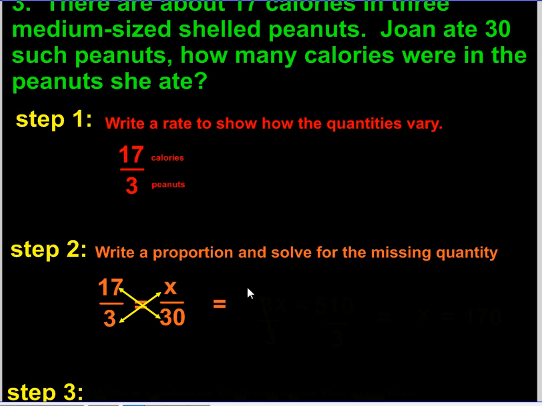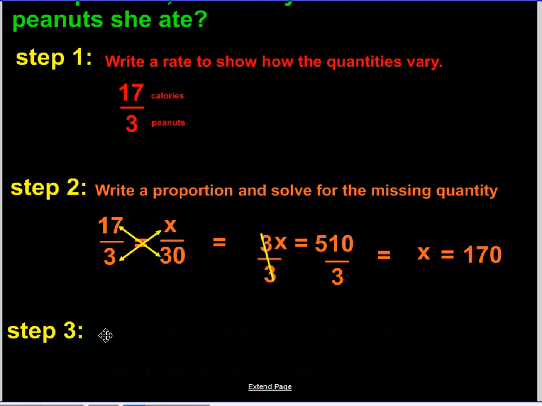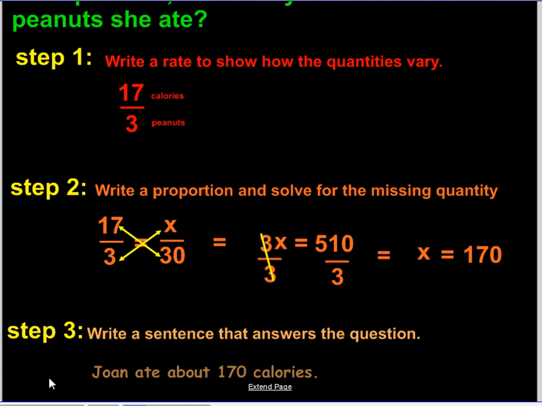And if we do that, that's going to get us 3x equals 510. And then from there we want to solve for x, so we need to eliminate the 3. And if we do that on one side, we have to do it on the other. And that's going to equal x equaling 170. So now we have the amount of calories that were in the 30 peanuts that Joan ate. The last step we need to do is to write a sentence that answers the question, and that sentence could look something like this. Joan ate about 170 calories.